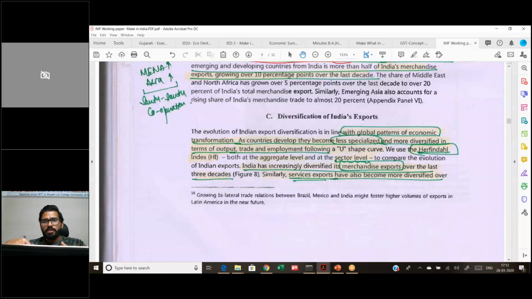Every economy starts diversifying more. So essentially it becomes kind of a U-shaped curve. Why is it a U-shaped curve? Initially, the concentration starts decreasing. Initially an economy diversifies less, and it starts concentrating more on particular commodities.